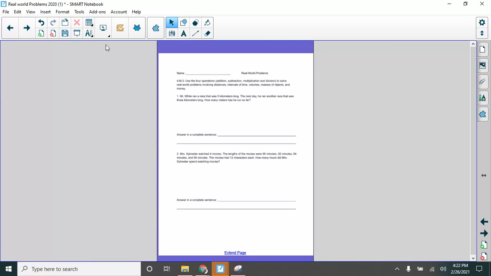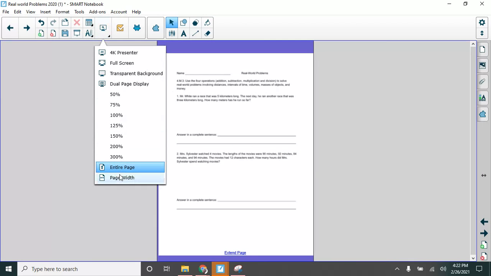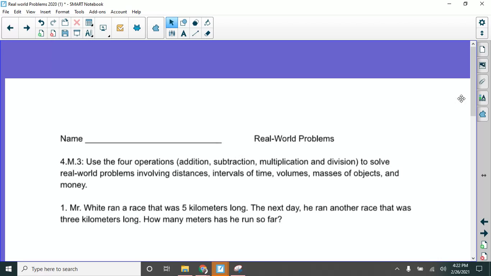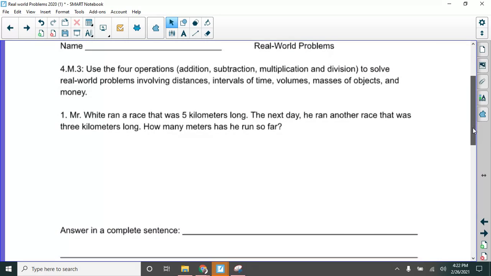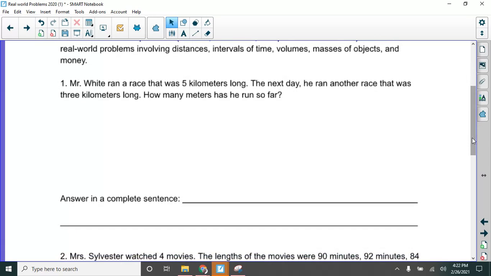All right, let's zoom in here. Mr. White will do a couple of these, and then we'll do at least one together. Mr. White ran a race that was 5 kilometers long. The next day, he ran another race that was 3 kilometers long. Oh, I must have been tired. How many meters has he run so far?